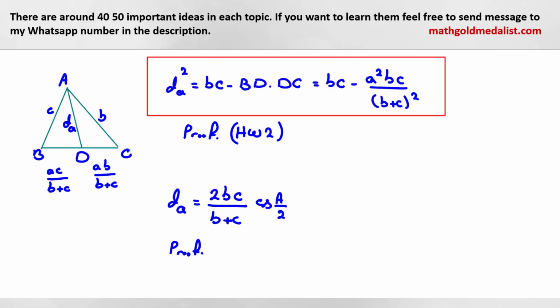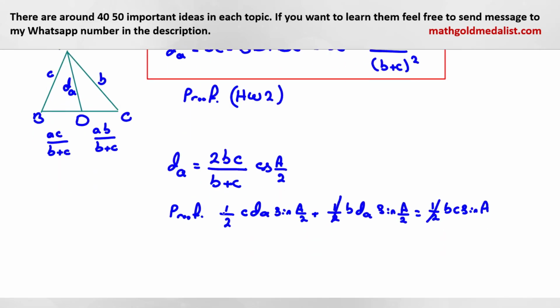Okay. So I did the sine area: 1/2 CD times sine A/2 plus 1/2 BD times sine A/2 equals 1/2 BC times sine A. Okay, let's write 1/2 CD·DA·sine A/2 plus 1/2 BD·DA·sine A/2. This area equals what? 1/2 BC times sine A. Yes, then what?